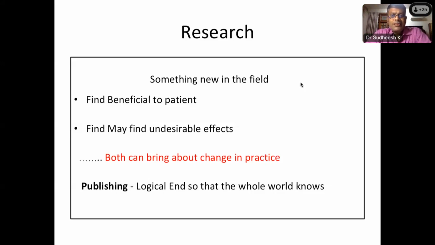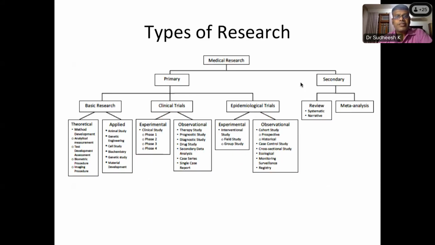So these are some examples where research helps to find out not only the things which are beneficial to the patient, but also the harmful side effects which are not noticed with some of the drugs. Eventually both of them are going to bring a change in the practice. And finally, whatever research you do, it has to reach its logical end. Whenever you do research, you obviously want it to be seen by many people. So how do you make that sure? By publishing. So this entire process of conducting experimental work, and then eventually taking it to the level of publication so that it is shared with the whole world, is the process of research.